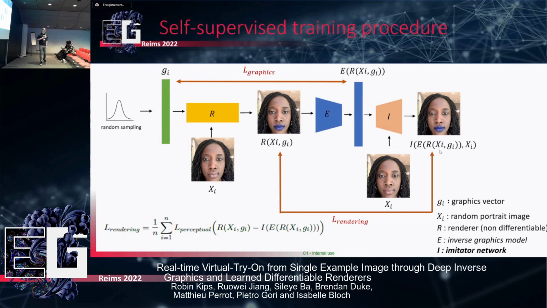It's non-differentiable. Exactly. This is why we needed to add an imitator that is differentiable, so we can compute derivatives through the imitator. Good. Got it. Thanks.